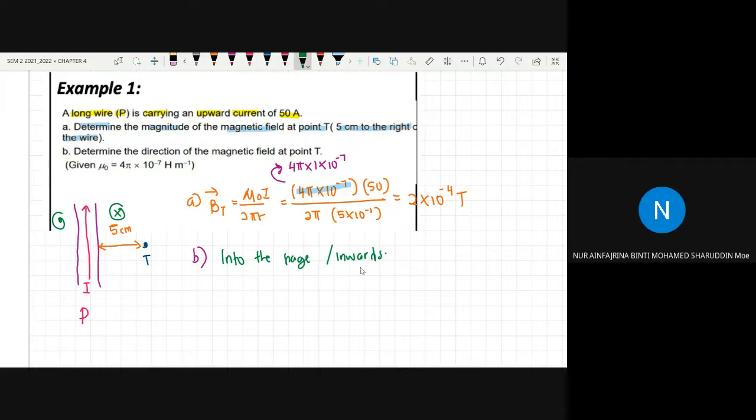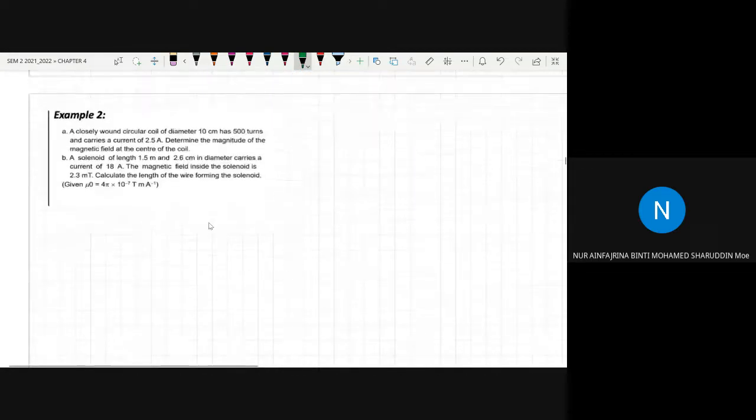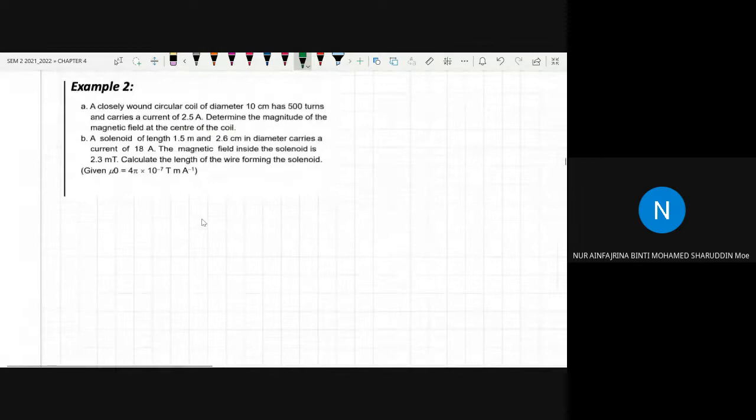Now you may proceed with example 2, tapi Miss tak nak lama sangat sebab Miss nak masuk 4.3 today. Okay, kalau dah siap boleh proceed dengan example 2. Okay, jom buat sekali je lah example 2 ni.